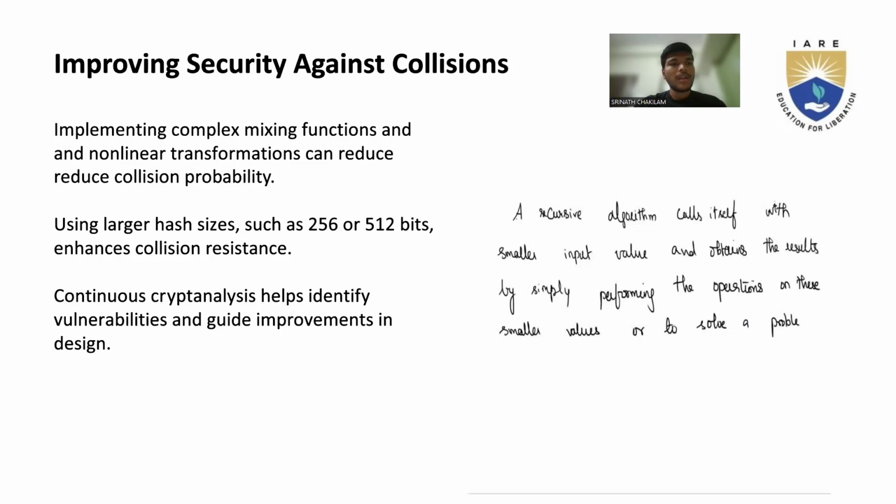Implementing complex mixing functions and nonlinear transformations can reduce collision probability. A recursive algorithm calls itself with smaller input values, and the results simply perform the operations on this smaller value to solve a problem. This is improving security against collision.